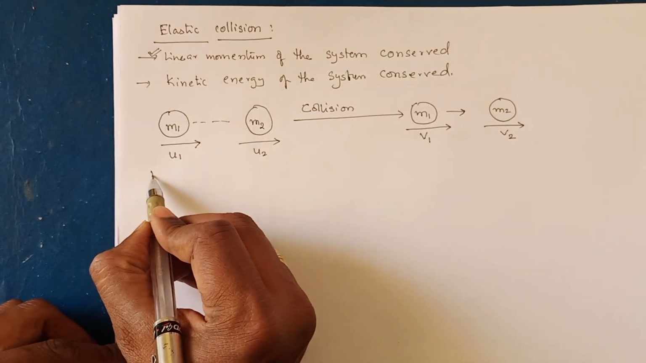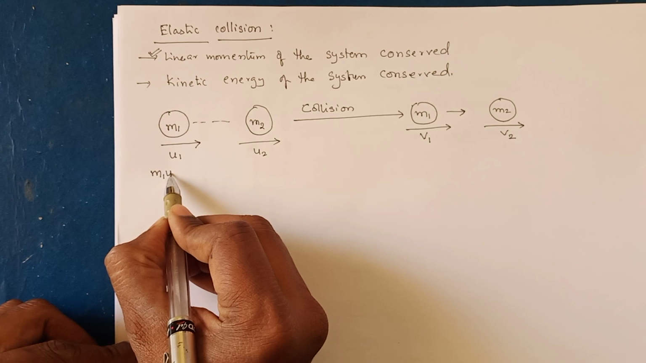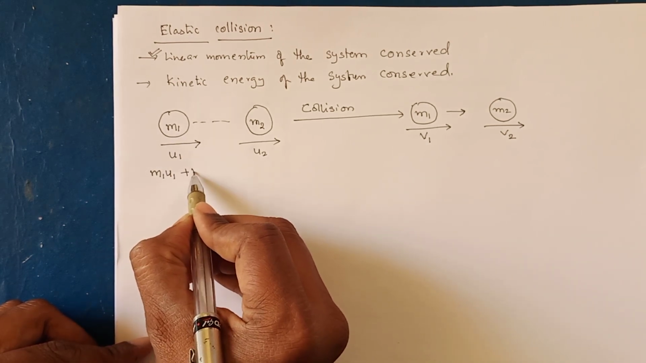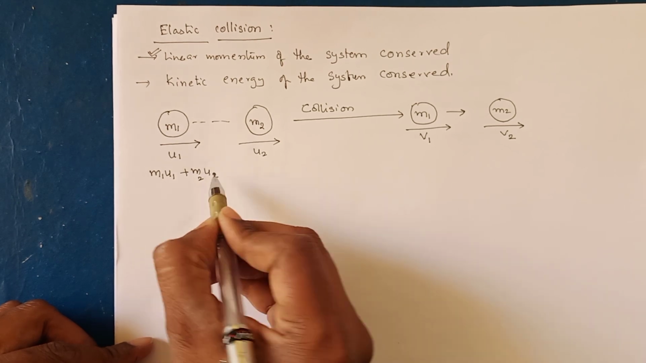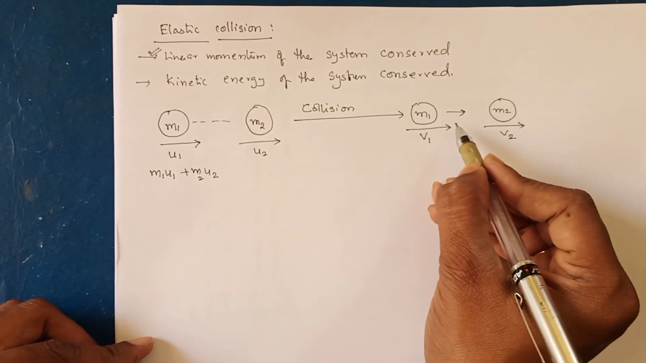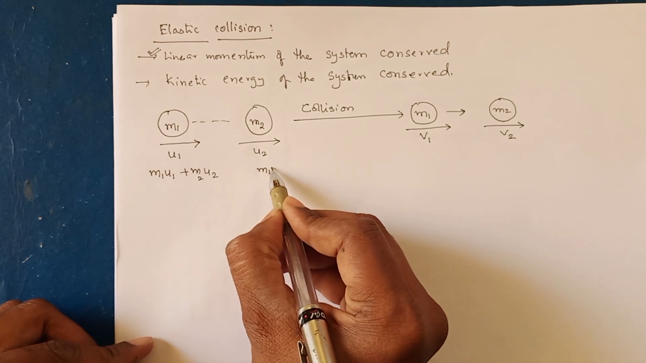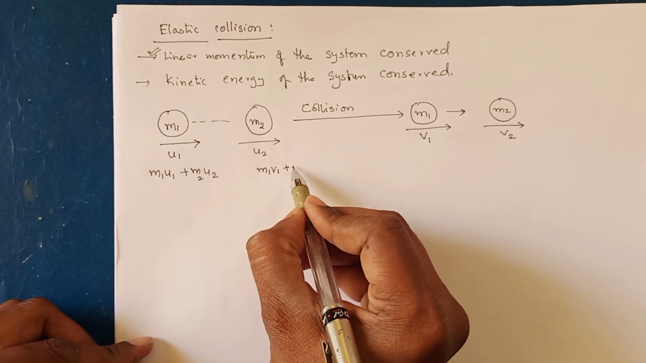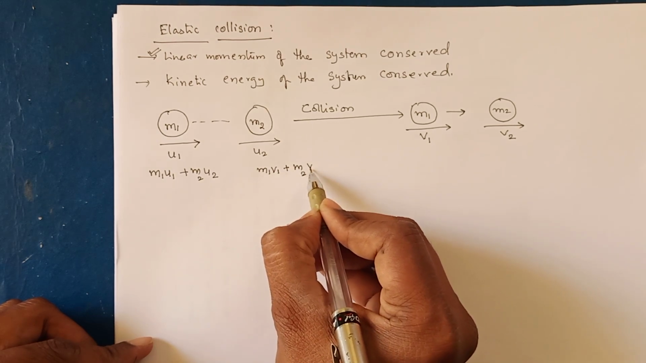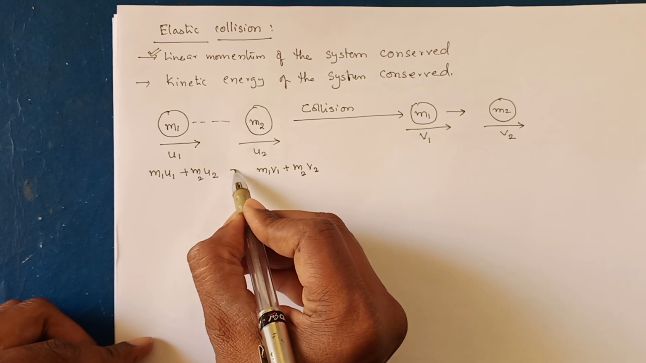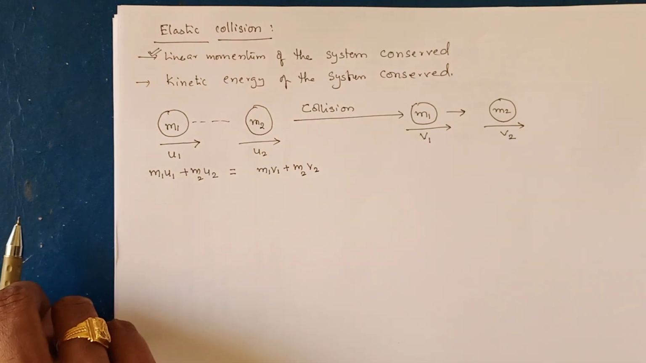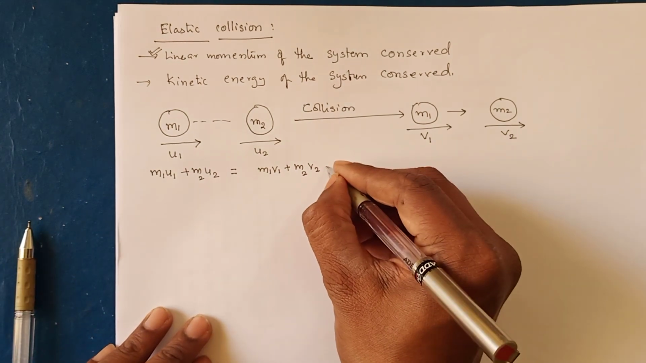Now according to the first condition, the linear momentum of the system is conserved. What is the linear momentum of the system before collision? m1 u1 is the momentum of the first body, plus m2 u2 the momentum of the second body before collision, and after collision m1 v1 for the first body and m2 v2 for the second body. We can write it as equal. Conserved means before and after are equal. Keep it as equation number 1.